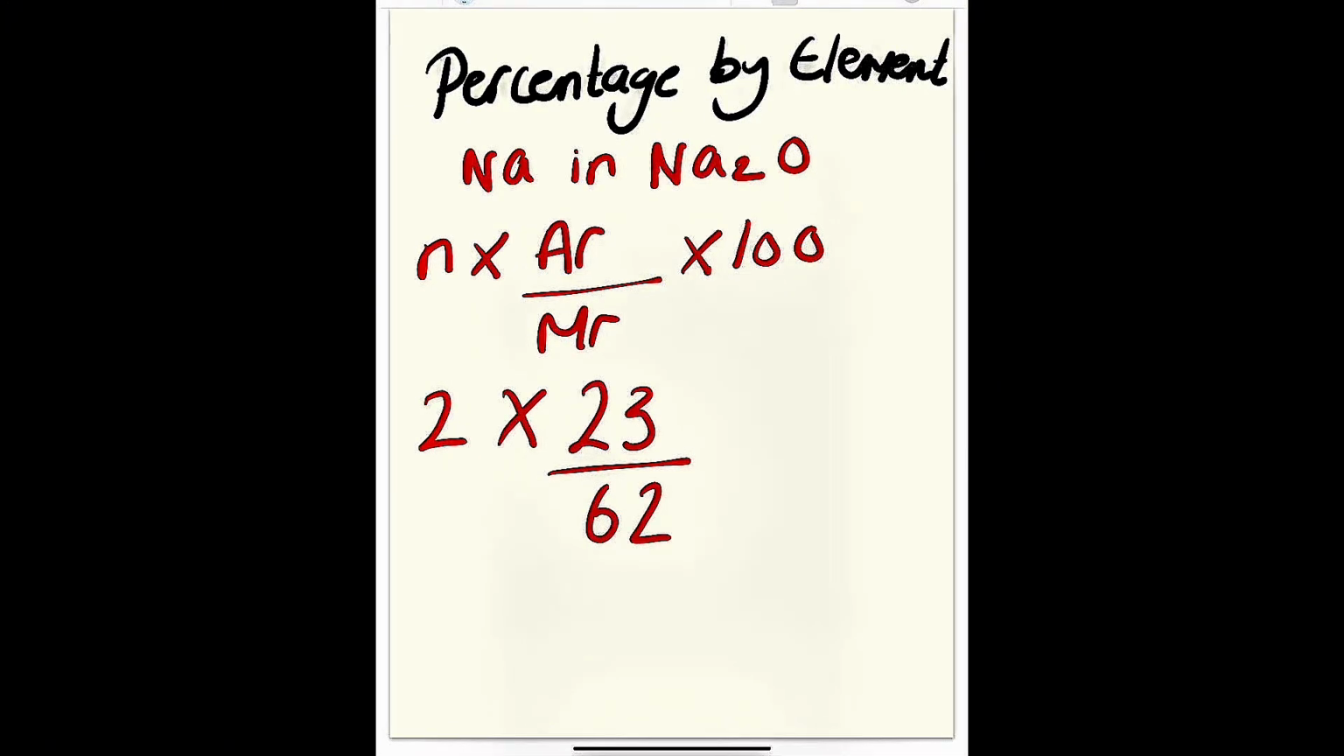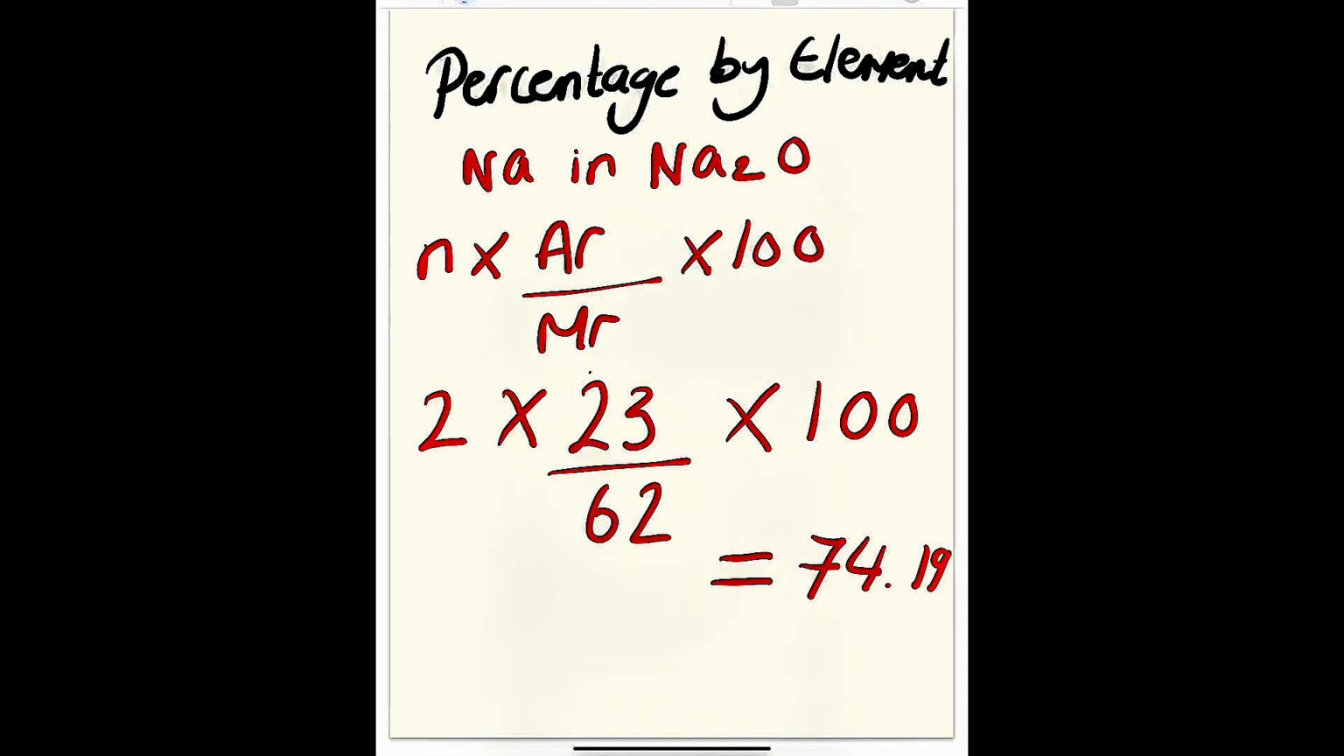Okay, and then you multiply it by 100, and that is going to give you the answer, which is going to be 74.19%. Okay, this is how you work out the percentage by mass of an element. This is the formula that you use. N is the number of atoms, times by the AR, which is the relative atomic mass, divided by the MR, which is the relative formula mass, times it by 100. Here I've got the full working out. 2 times by 23, divided by 62, times by 100, which equals 74.19%. And this is for foundation students, because this calculation may come up in your exam.